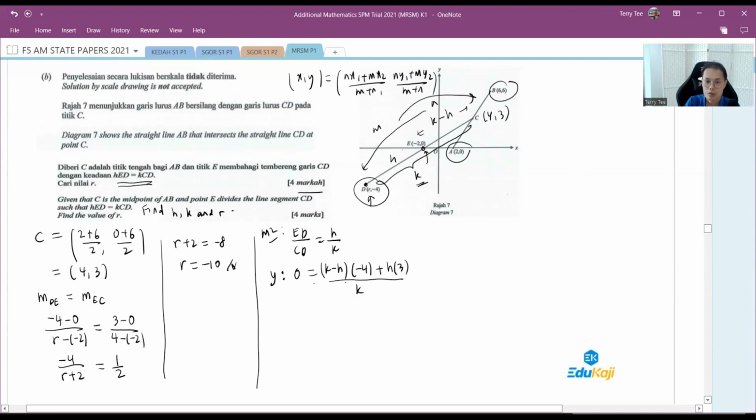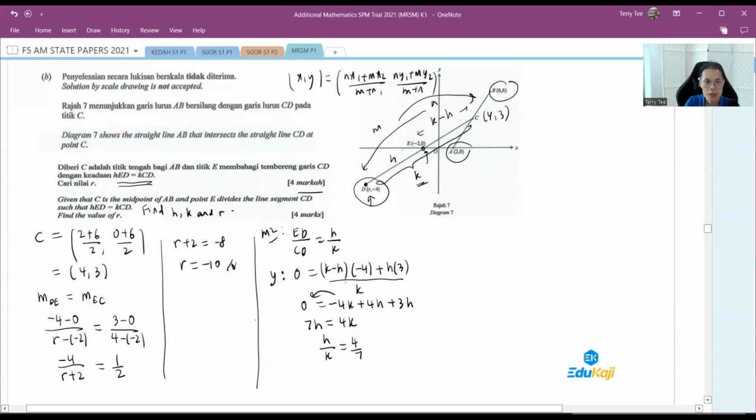Next, we multiply over, and this becomes 0. This would be minus 4K plus 4H plus 3H. Bring this over, and what would you get? You will get 7H equals 4K. H divided by K is 4 divided by 7.